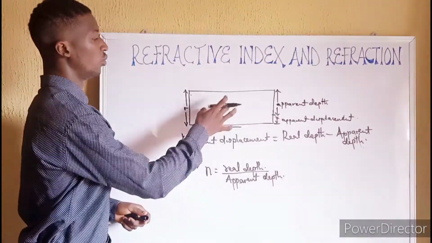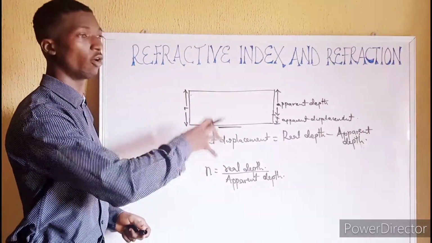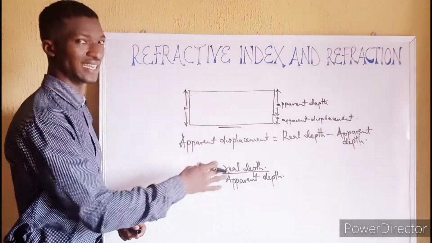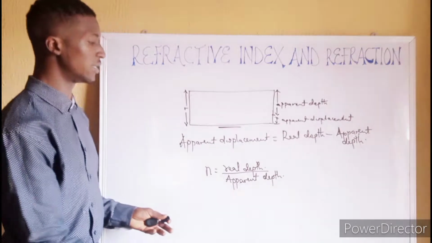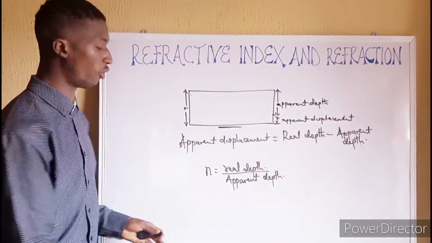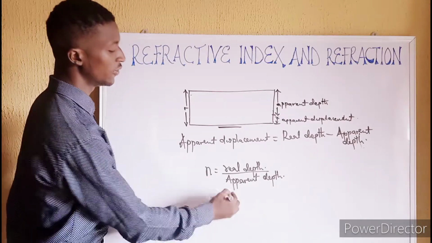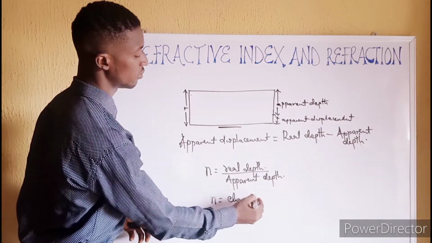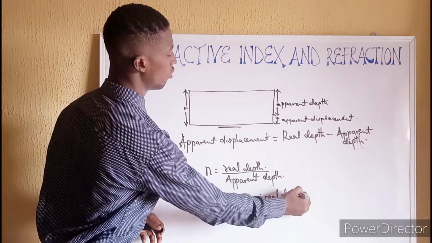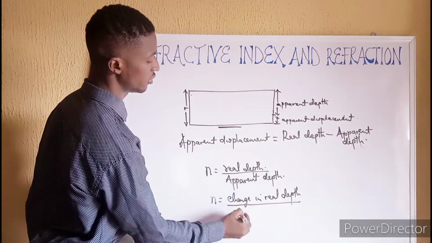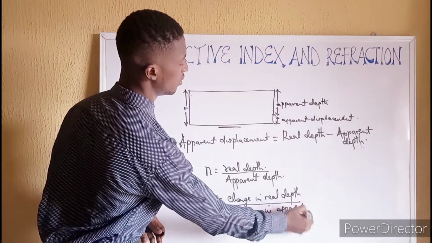However, in some cases, we always consider this type of glass block of the same nature, but with different thickness. When the thickness is said to be different, it means that there is a change in the thickness. So when you come across a question in such form, just take note that your refractive index can as well be the change in real depth over the change in apparent depth.